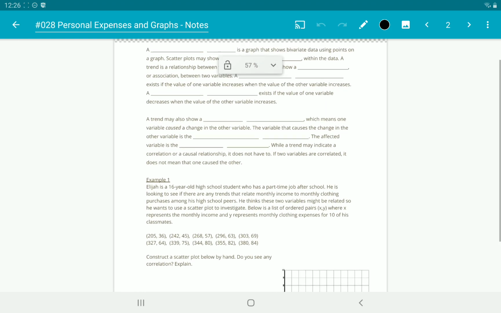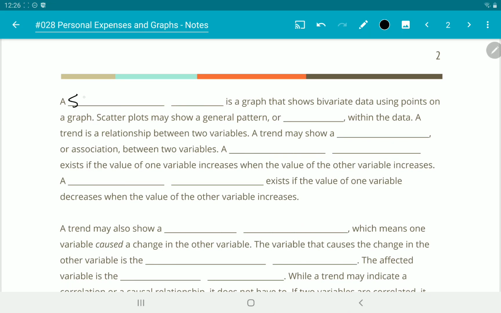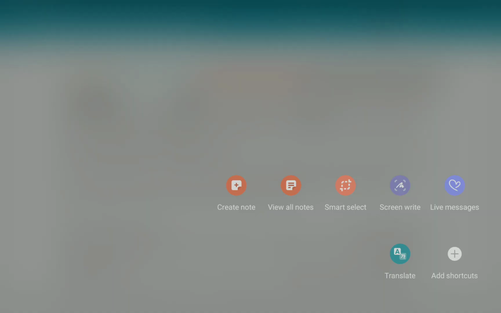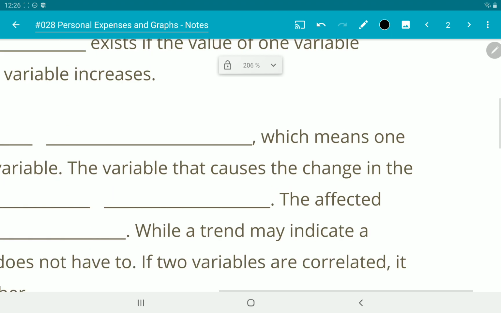So, going to the next page, a scatter plot is a graph that shows bivariate data using points on a graph. So we literally take each pair and use them as coordinates on a graph. Scatter plots may show a general pattern or a trend within the data. A trend is just a relationship between two variables. A trend may show a correlation.